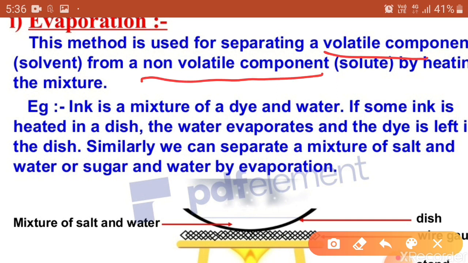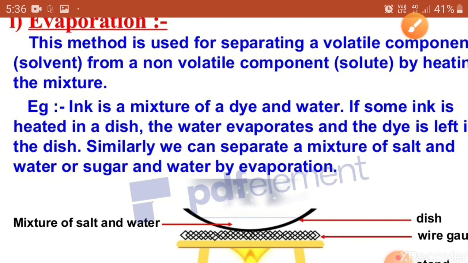Non-volatile means which does not readily evaporate. Under certain conditions these also evaporate, but under normal conditions non-volatile components do not readily evaporate, while volatile components evaporate under normal conditions. So the evaporation method is used for separating volatile components from non-volatile components by heating the mixture. Simple: you heat the mixture, and there will be the separation of the mixture.